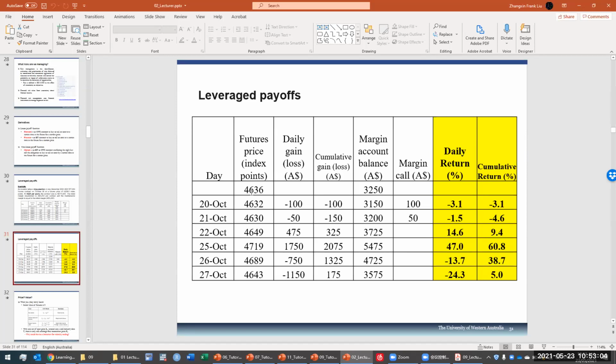And then of course you lost about 24.3%. So cumulatively, after sitting there for about 6 days, you gain about 5% return overall, but your accumulated return could have been 60.8% by day 4. That tells you why people buy futures contracts and options, because they are leveraged payoffs, which means you don't actually have to pay the full price in order to enjoy this benefit.